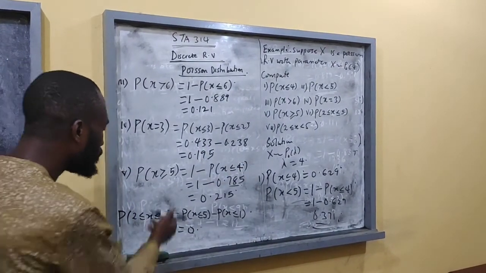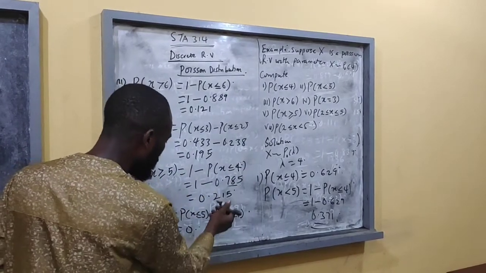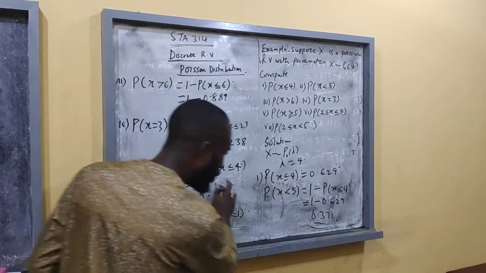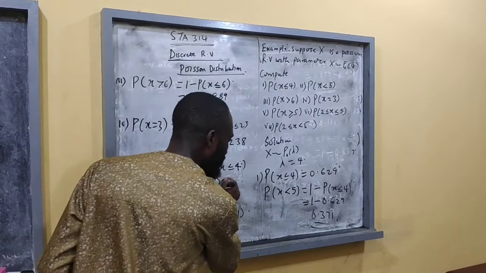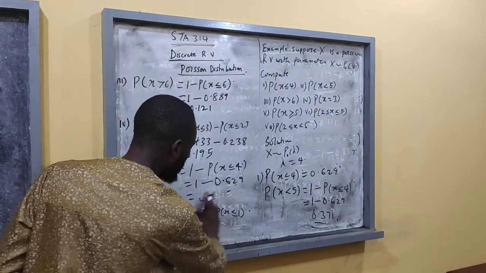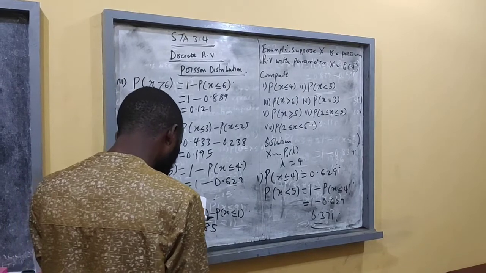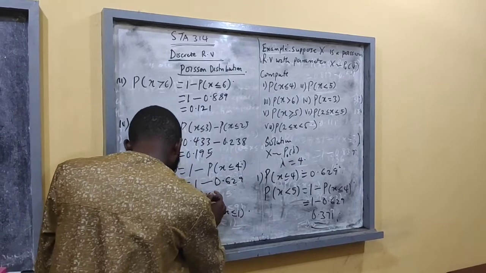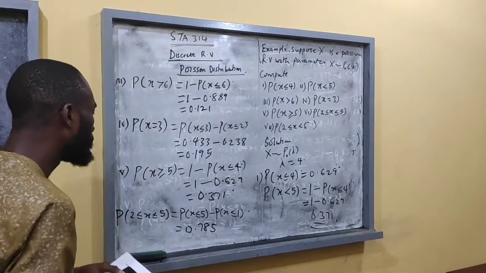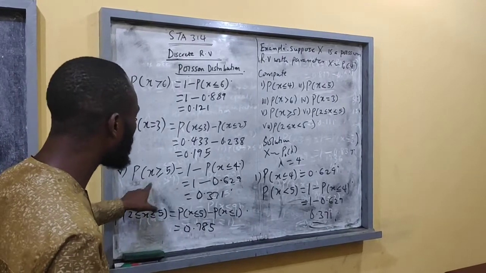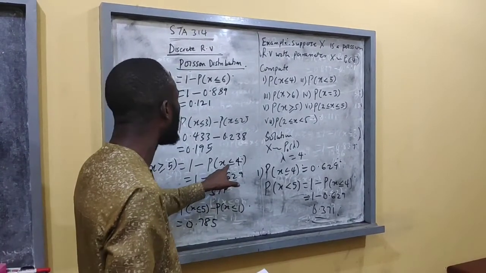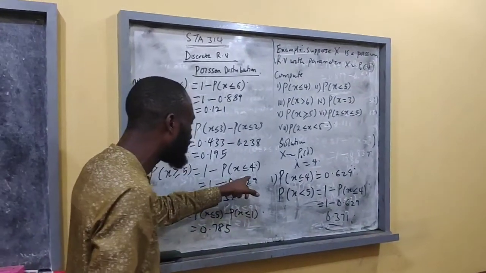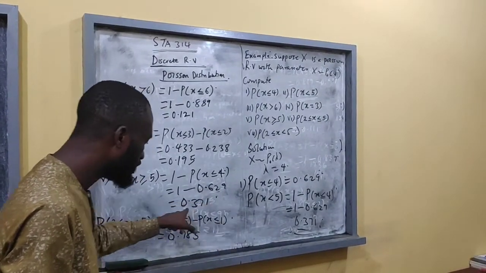In Roman figure 5, when you have greater than or equals to 5, you subtract 1. This is not correct. Let me change this. When it is 4, it is 0.629. Sorry. And when you subtract, I'll make the correction: 1 minus 0.629 is 0.371. Now, please look at the correction of Roman figure 5. Probability of X greater than or equals to 5 will be 1 minus probability of X less than or equals to 4. Then when you check, probability of X less than or equals to 4 is 0.629. Then when you subtract, you have this.